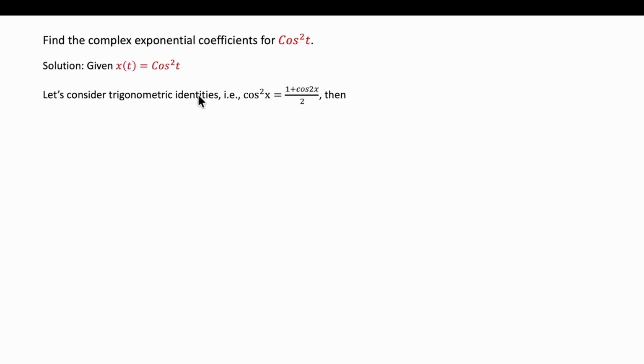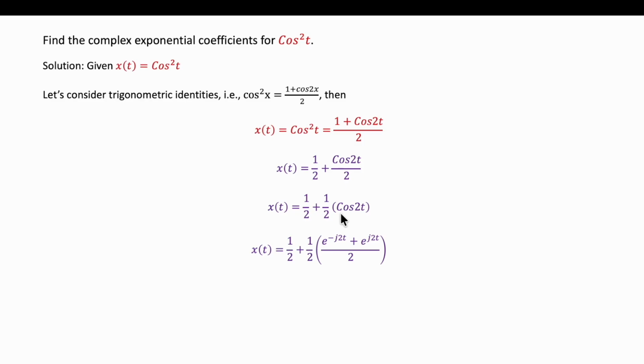Then we can use this relationship in this equation, x of t is equal to cos square t, which equals (1 plus cos 2t) divided by 2. We can separate that into 1 by 2 plus cos 2t by 2, and then write 1 by 2 plus 1 by 2 cos 2t. Then we can use the Euler formula where cos 2t is equal to (e raised to power minus j2t plus e raised to power j2t) divided by 2. Opening that using this relationship, we can say that x of t is equal to 1 by 2 plus 1 by 4 (e raised to power minus j2t plus e raised to power j2t).